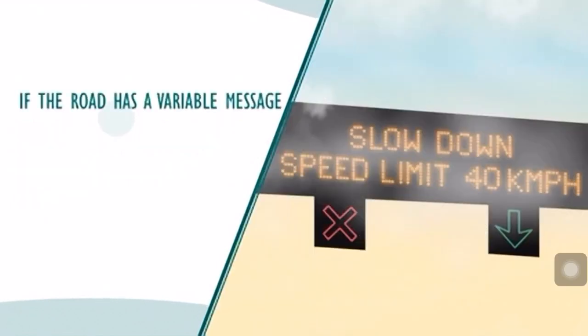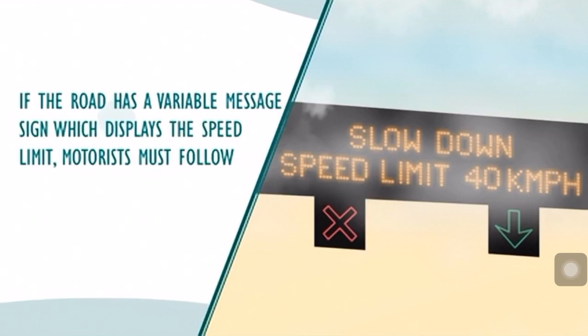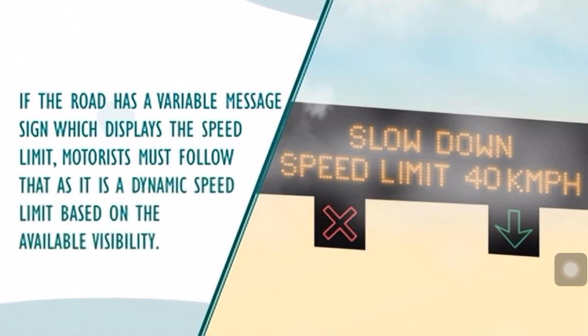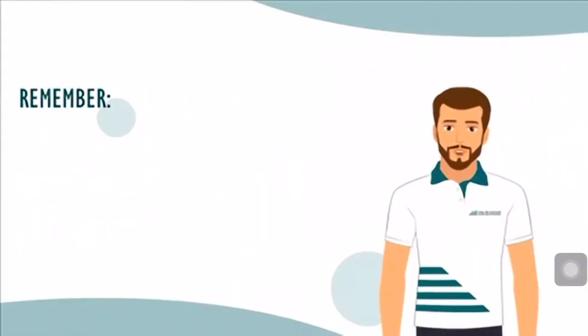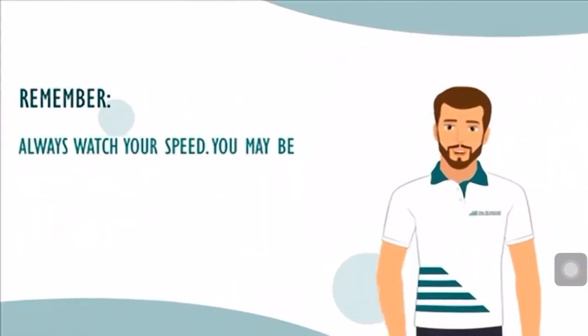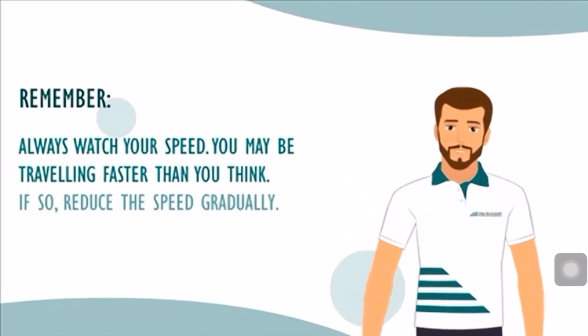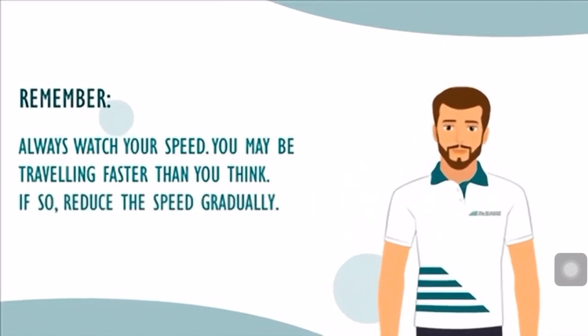If the road has a variable message sign which displays the speed limit, motorists must follow that, as it is a dynamic speed limit based on the available visibility. Remember, always watch your speed. You may be traveling faster than you think. If so, reduce the speed gradually.